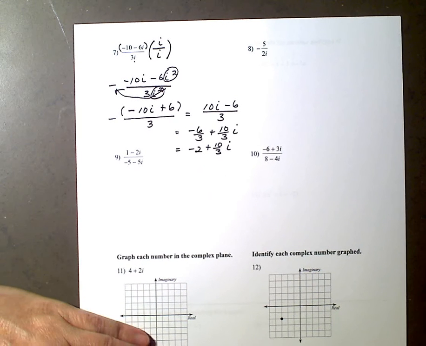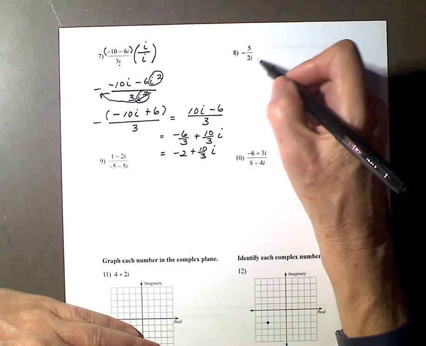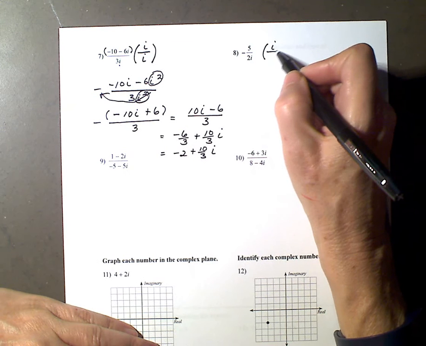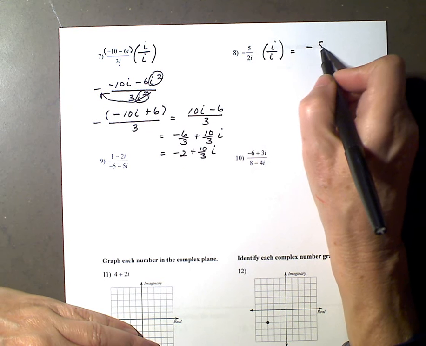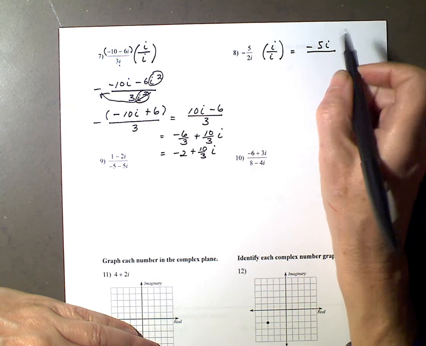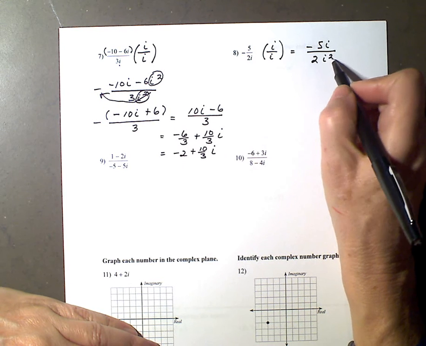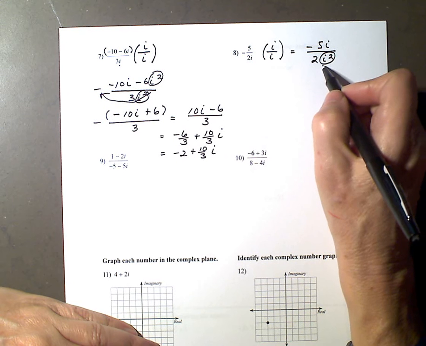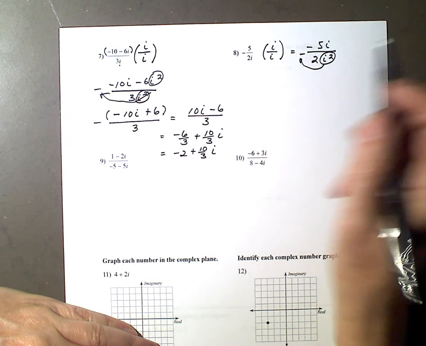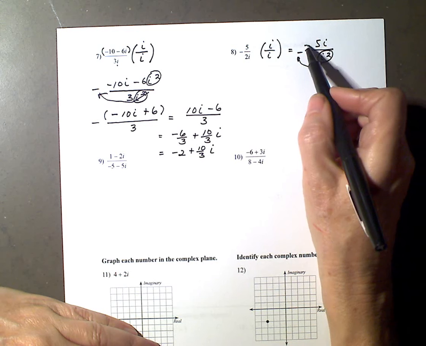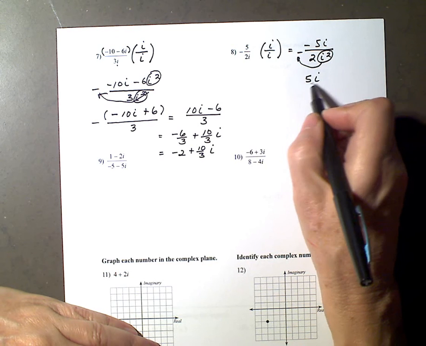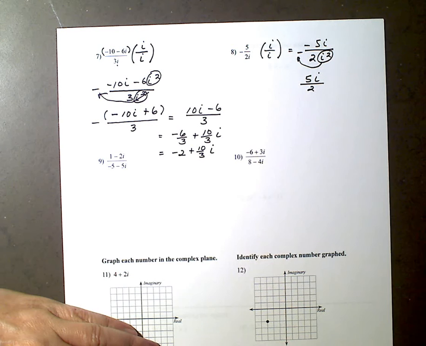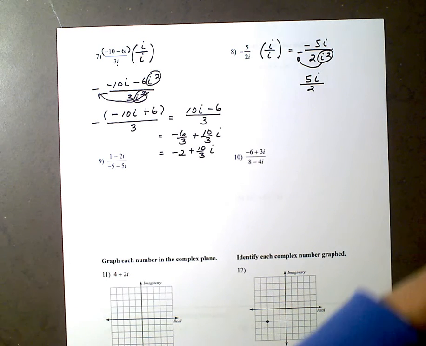Okay, number 8, I just have a single i again, so I'm going to multiply by 1 in the form of i over i. So I get in the numerator a negative 5i, and in the denominator 2i squared, which is a negative 1, which will change this. I have a negative, and then over a negative, 5i just becomes a positive 5i over 2 as my answer on that one.